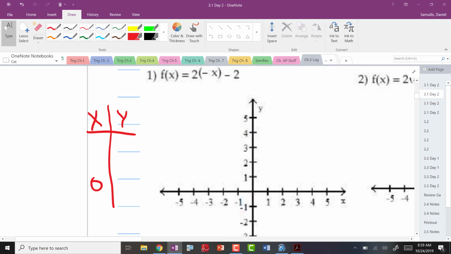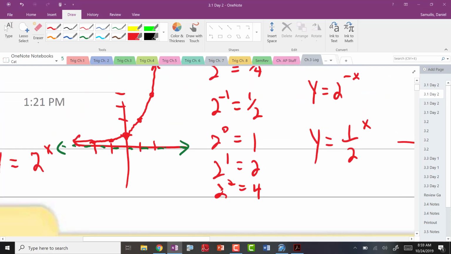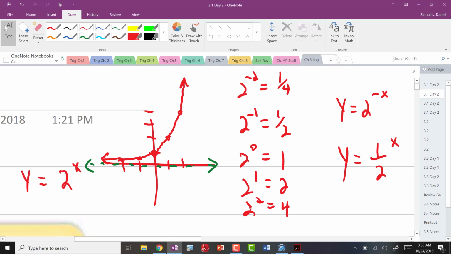But what happens when I plug in 0? What's 2 to the -0 power? 1. But what's 1 minus 2? -1. So really what you want to do is figure out where that 0, 1 coordinate went compared to the parent function. That is the most crucial and important point because it's really close to the asymptote. All right, that's number 1.